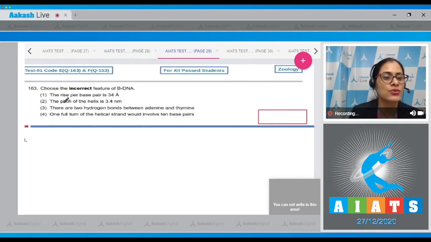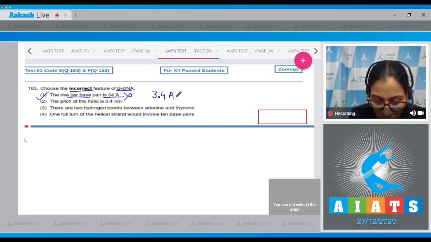Question number 163. Choose the incorrect feature of B-DNA. And the very first statement given is the rise per base pair is 34 angstrom. And this is the correct answer to our question because this is an incorrect statement. The base pairs in DNA are stacked 3.4 angstrom apart. Thus, 10 base pairs occupy a distance of about 34 angstrom.